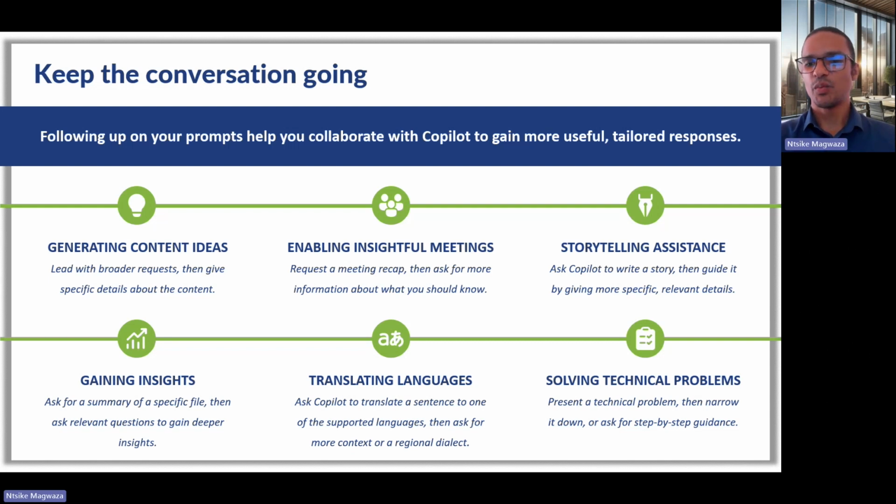And then lastly, which I think is perhaps the most relevant here, is solving technical problems. So presenting a problem and then narrowing it down and asking for step-by-step guidance. This is very useful for technical support, for example. You highlight what the user has experienced, what the setup is, and ask what should the next steps be. And Copilot will then break it down and provide you with detailed information about what to do there.